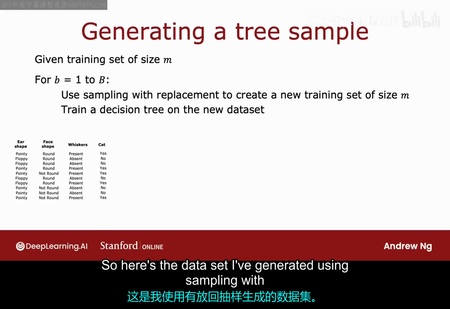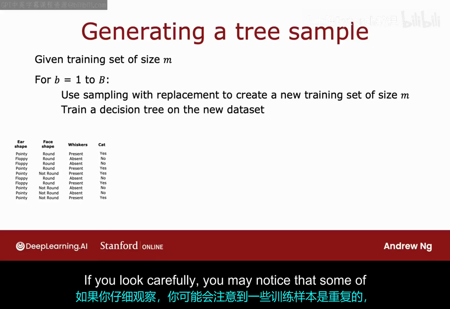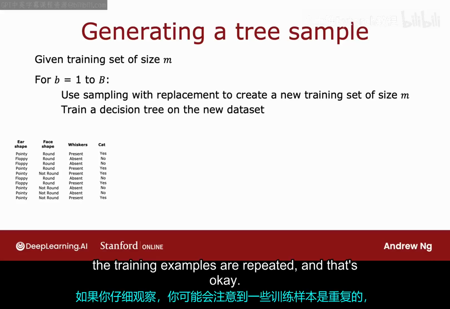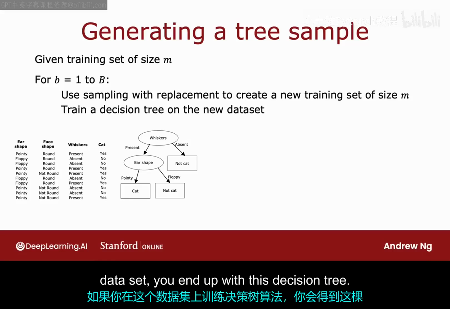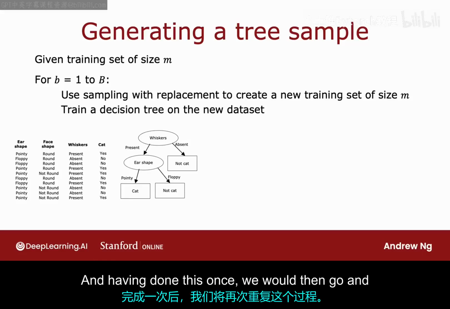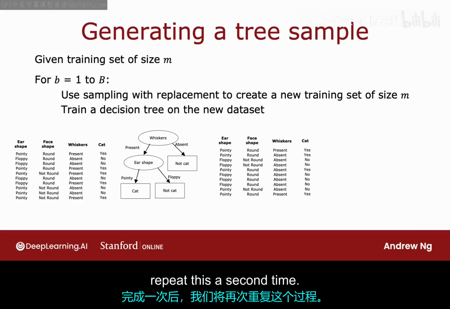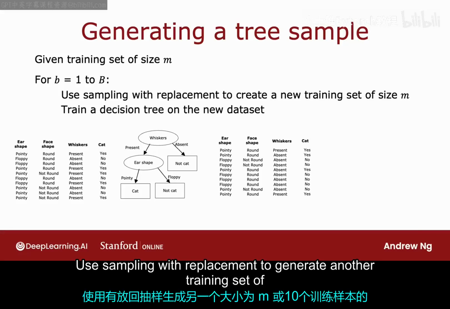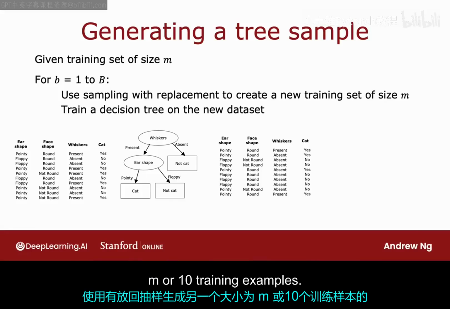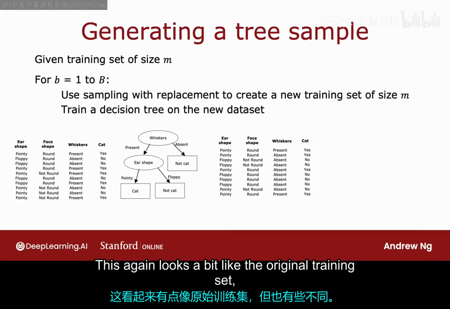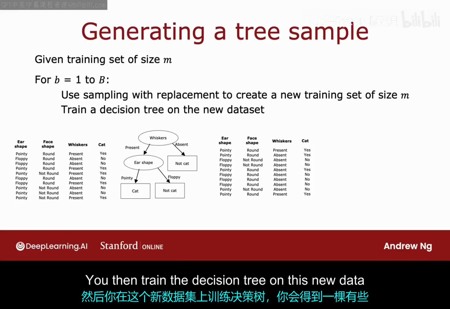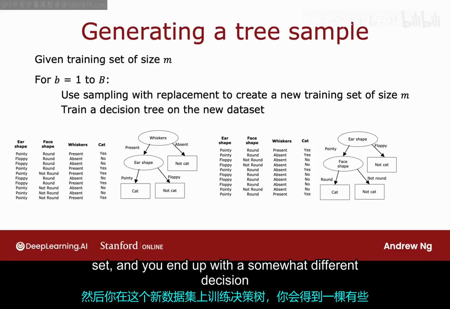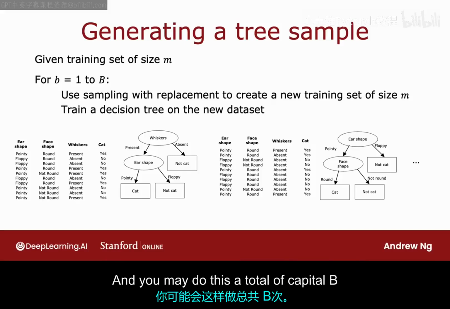So here's the data set I've generated using sampling with replacement. If you look carefully, you may notice that some of the training examples are repeated, and that's okay. And if you train the decision tree algorithm on this data set, you end up with this decision tree. And having done this once, we would then go and repeat this a second time. Use sampling with replacement to generate another training set of m or 10 training examples. This, again, looks a bit like the original training set, but is also a little bit different. You then train a decision tree on this new data set, and you end up with a somewhat different decision tree, and so on. And you may do this a total of capital B times.